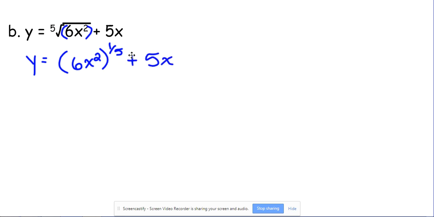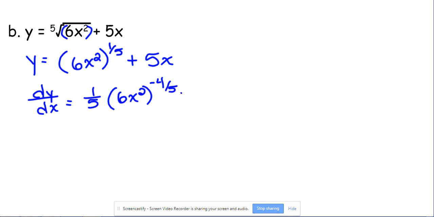Plus, and we'll leave the 5x. So when we take the derivative of this, dy over dx is equal to, bring down the exponent, keep the inside the same, subtract 1 from the exponent, multiply by the derivative of the inside. So that's all for the first piece. And then the second piece, that's really easy. That's just plus 5.